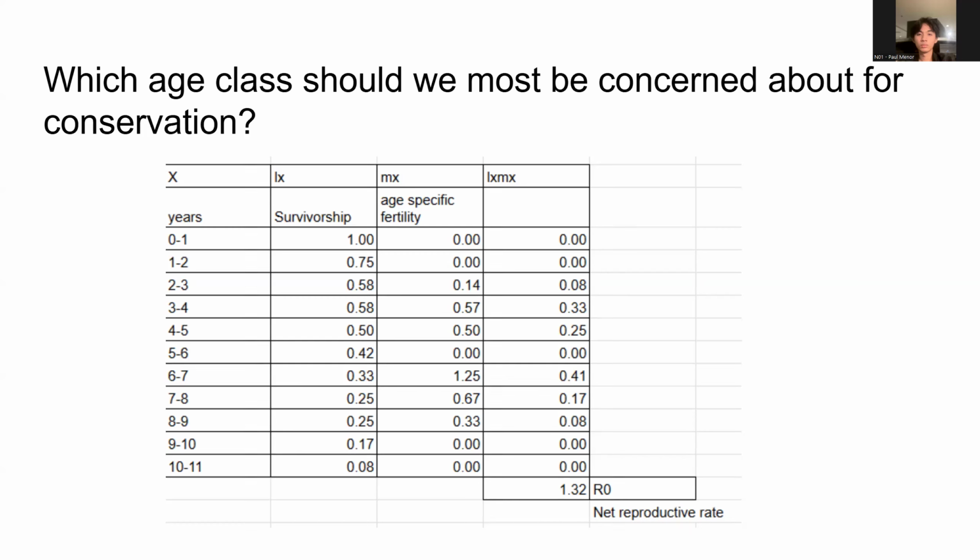The 6 to 7 po, because it has the highest value of 0.41. Since this age class contributes most of the net reproductive rate, we would want to conserve it because this is where the species is most reproductively active. Okay. Sharmil, do you agree or disagree?